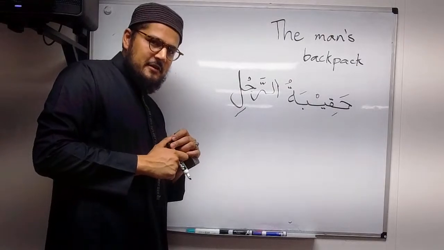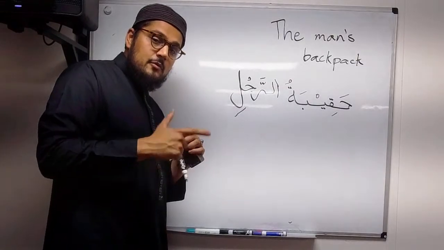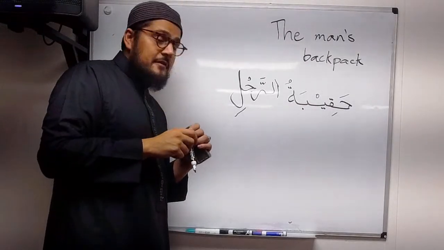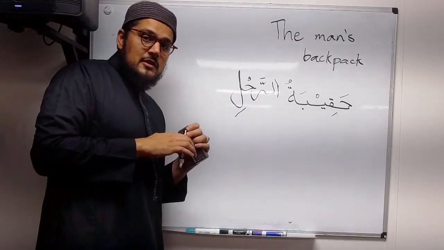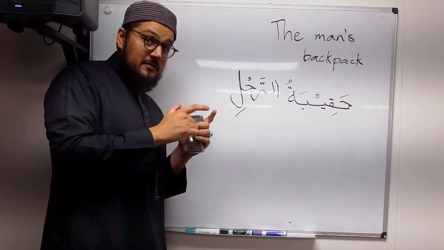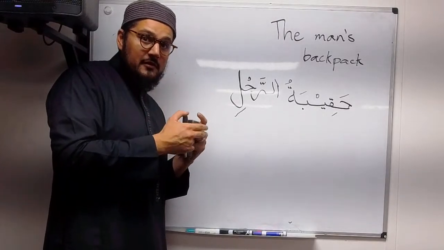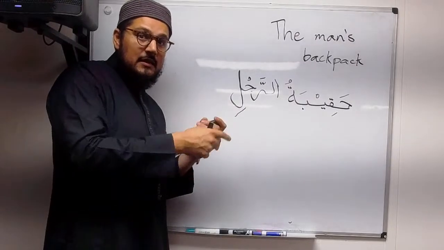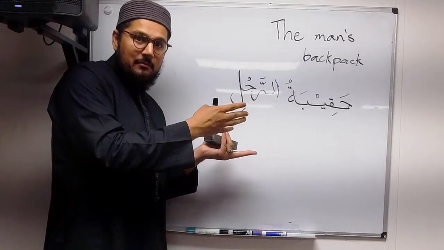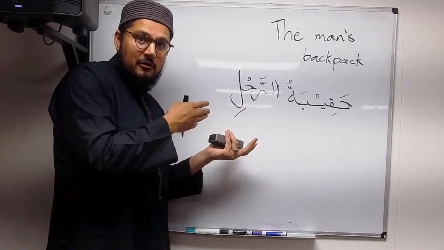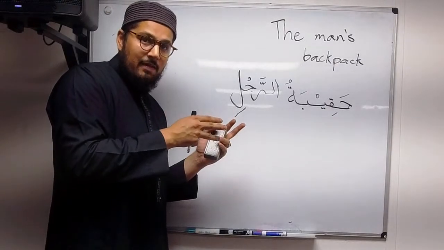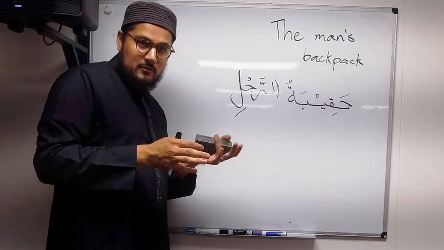What do I mean by definite? When I say definite, in the Arabic language, there are words that are definite, meaning that when we refer to them, we're referring to a specific item or person. So in this case, although this looks like a random backpack, it's not a random backpack. How do I know it's not a random backpack? Because it belongs to the man. So if it belongs to someone specific, it must therefore be a specific bag as well.